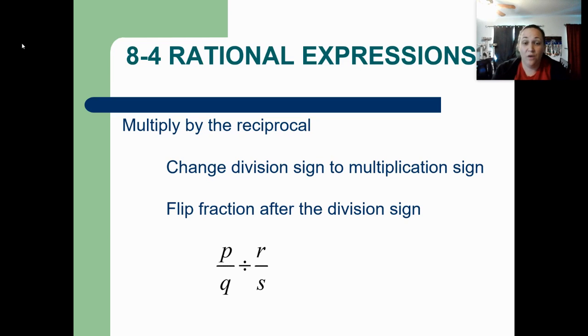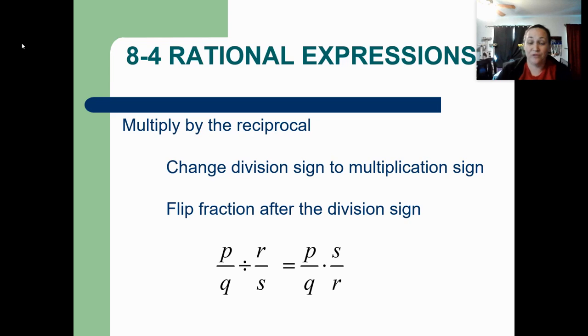Here's a visual of what that looks like. I have two fractions which are being divided. I'm going to change the division to multiplication. I'm going to keep the first fraction the same, and flip the second fraction. It was r over s, now it's s over r. And then you continue with the steps that we have been doing.